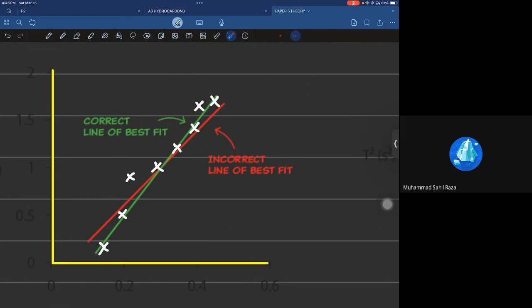You can see that there are two lines. The first line is the correct line of best fit, and the other line is the incorrect line of best fit. The correct line of best fit consists of points above, then on, then below, then above, then on. It's a uniform scattering of the points, right? So this is a very important thing that you need to keep in mind before drawing the graph.